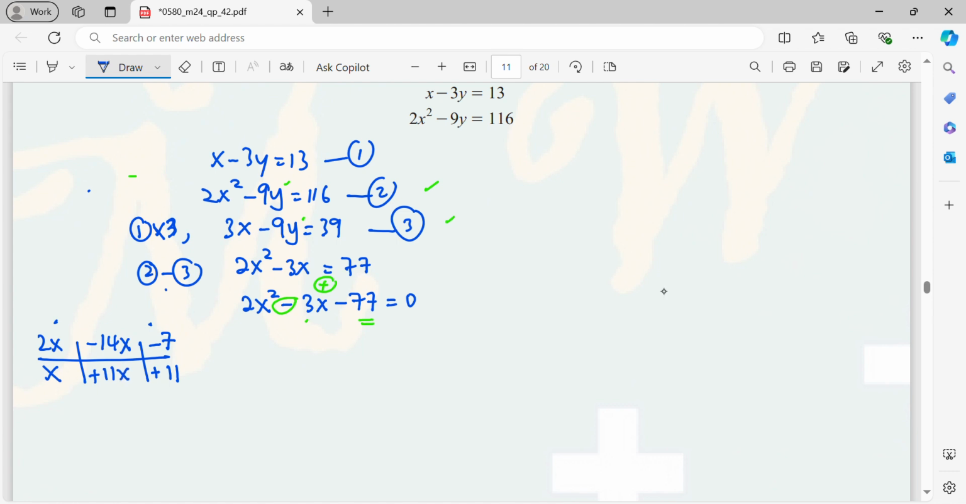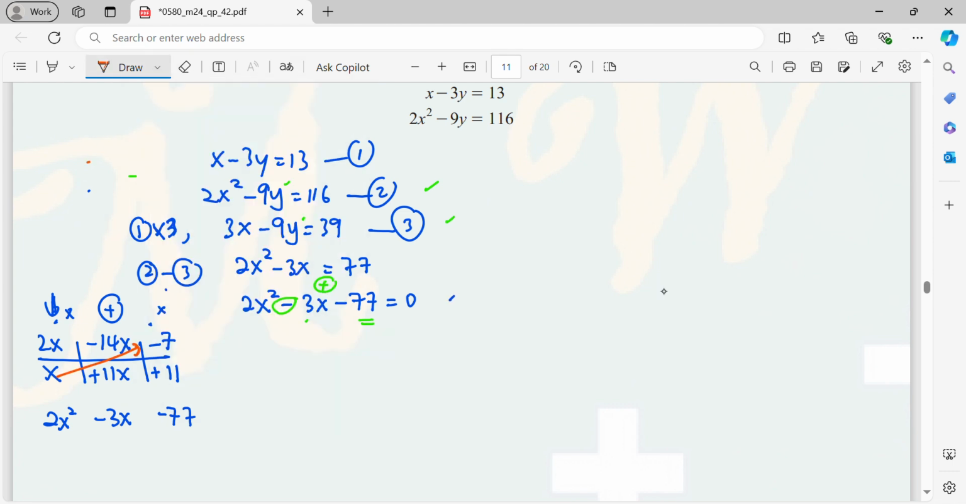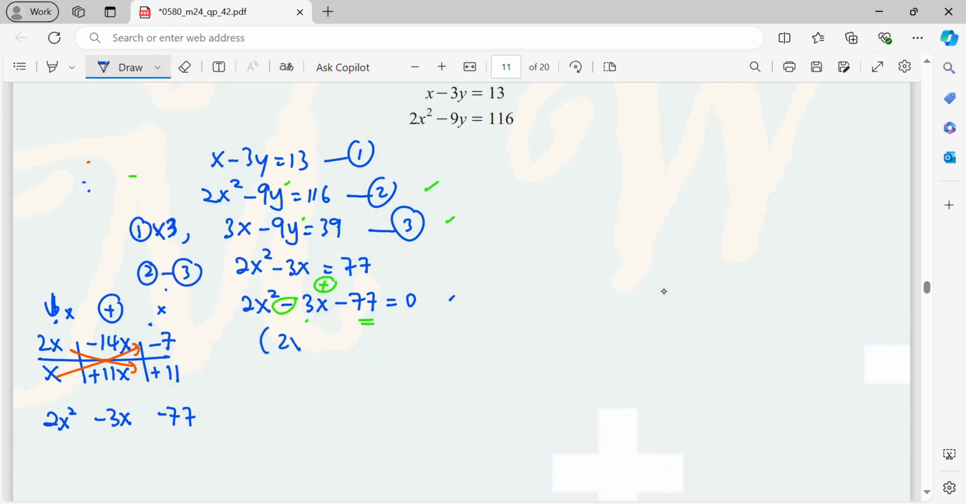So that for the first column, 2x times x, that is 2x squared. Last column, I will be getting negative 77. And the middle column, I'm adding. Okay, first and third, I times the numbers. And then the middle is I plus. So then you will get negative 3x. So it's exactly same as this quadratic equation. Final answer, use cross multiplication to get the factors. So which means here I will be getting 2x plus 11 multiplied with x minus 7, that equals to 0.